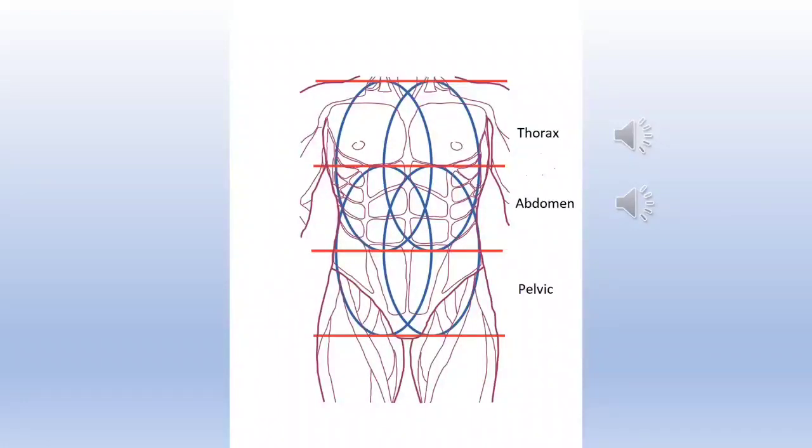Also, you see the 4 ellipses naturally divide the body into 3 sections. The top section is the thorax, the second section is the abdomen, the third section is the pelvic. This meshes well with the anatomy.